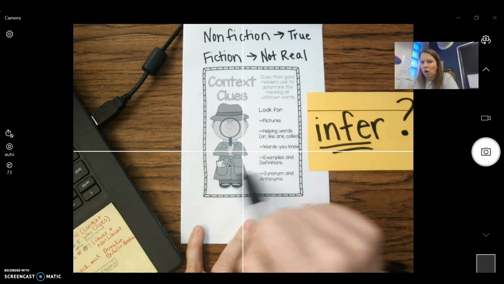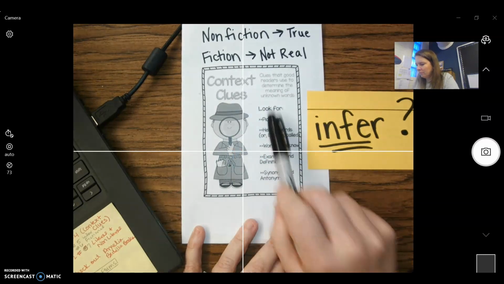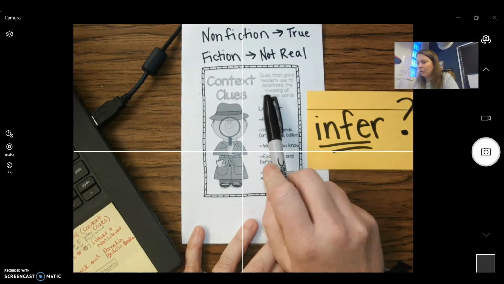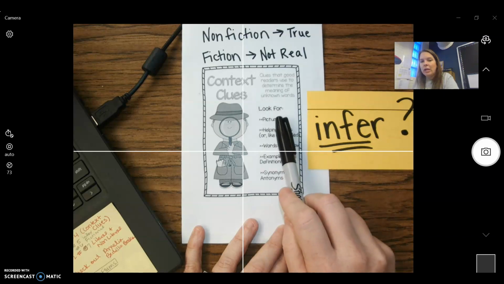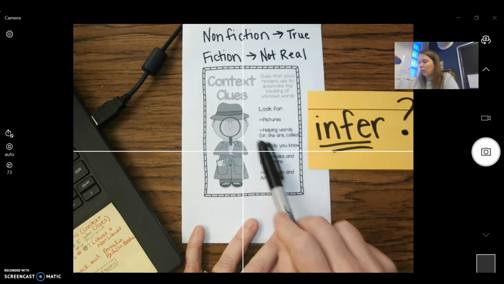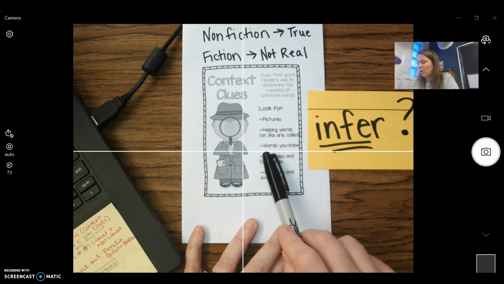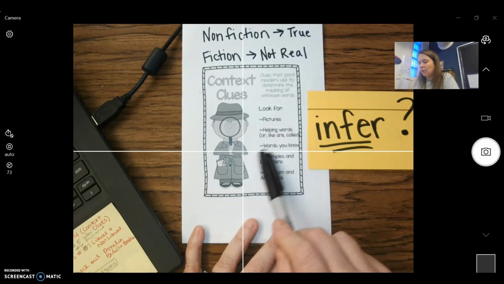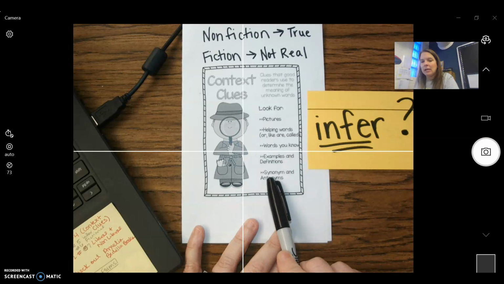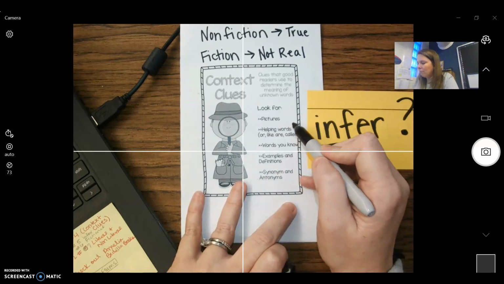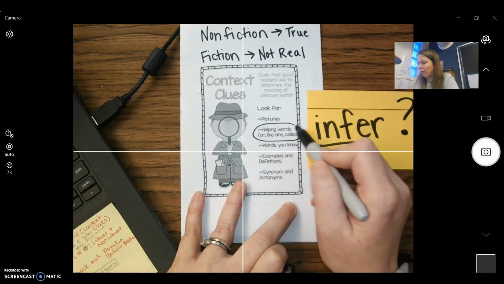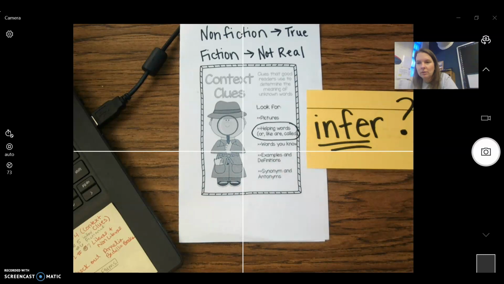So let's look at our anchor chart again. Context clues. These are clues that good readers use to determine the meaning of unknown words. We can look at pictures. We can look for helping words. We can use words that we know, sometimes the definitions, and sometimes synonyms and antonyms. So these are words that are the same and words that are opposite. But today we're really going to focus on right here, some of these helping words, okay?